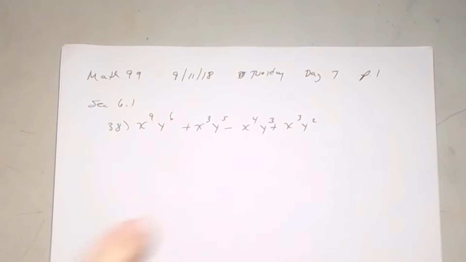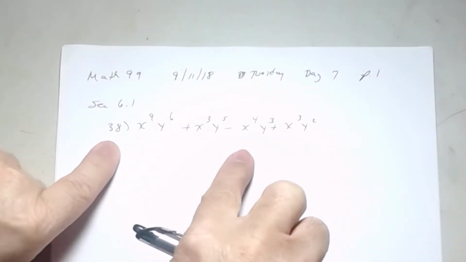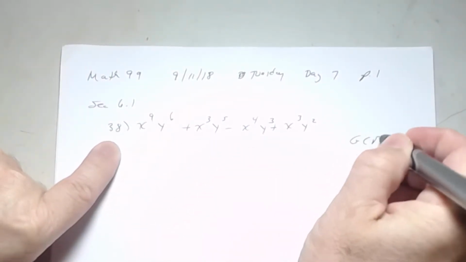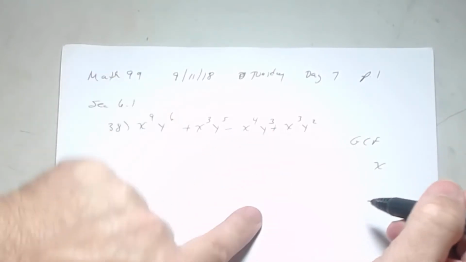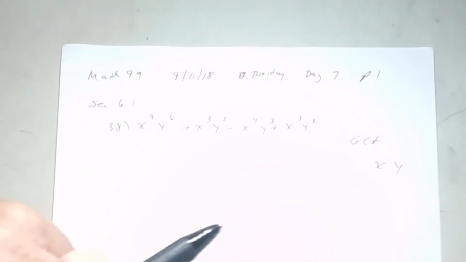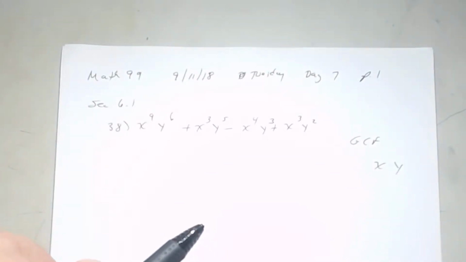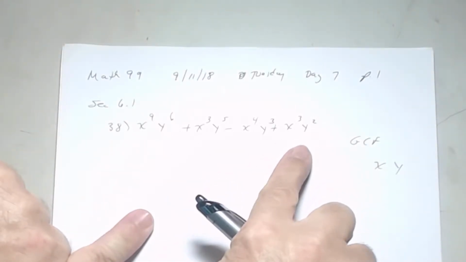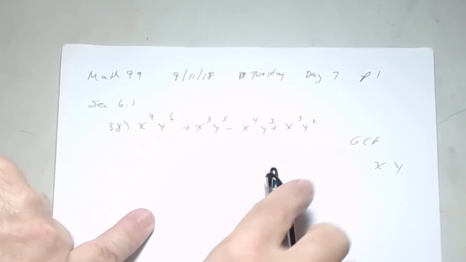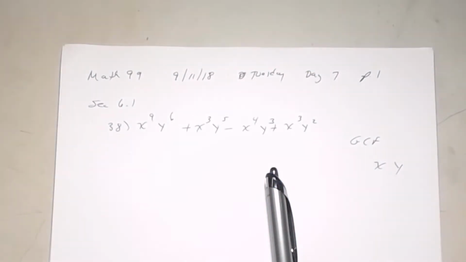Every term has an x in it, right? So my GCF has to have at least an x. Every term has a y in it, so my GCF has to have at least a y. I get the x cubed, but y squared? Squared wouldn't work because the second y and the third y both have odd numbers. Now, got to be careful.